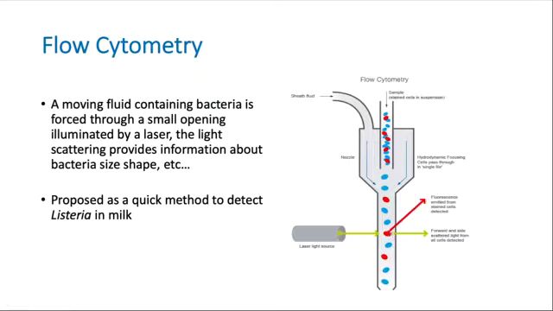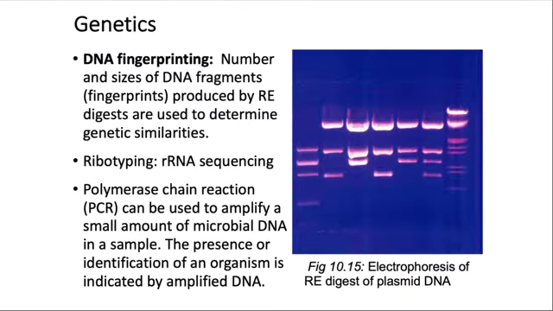It is proposed as a quick method to detect listeria in milk. So if you run through it, we know the shape or morphology of listeria, and so when it's identified by the fluorescent detector, we can tell whether a particular milk has listeria in it or not.